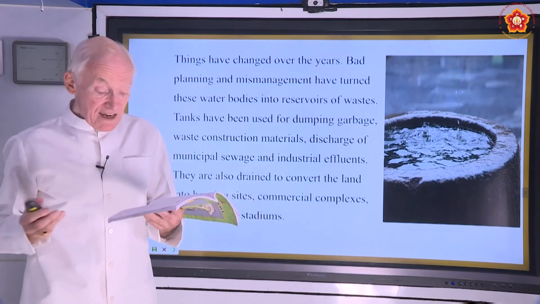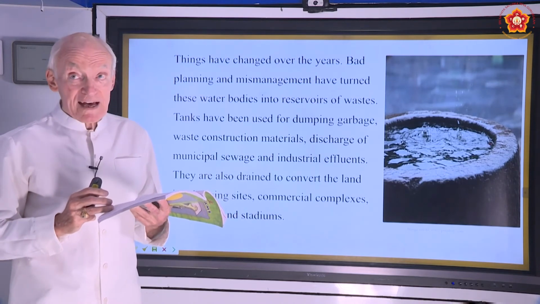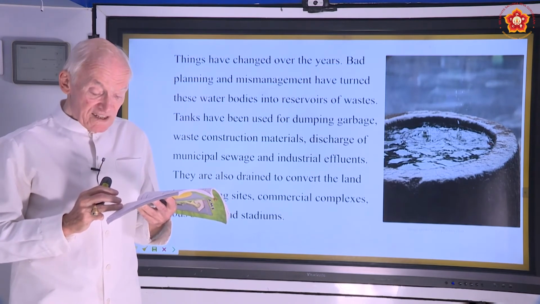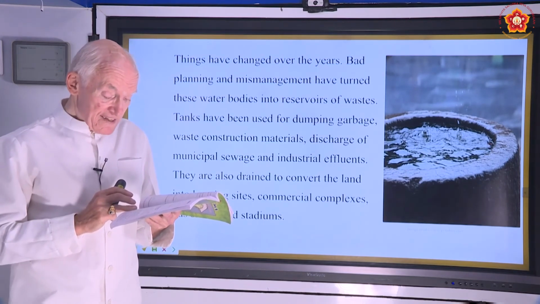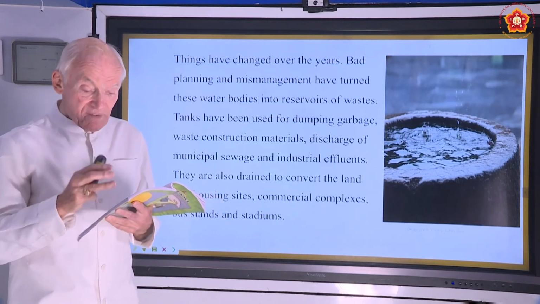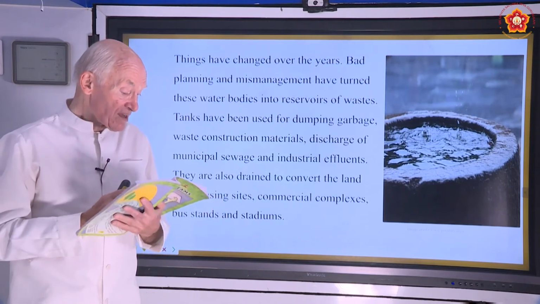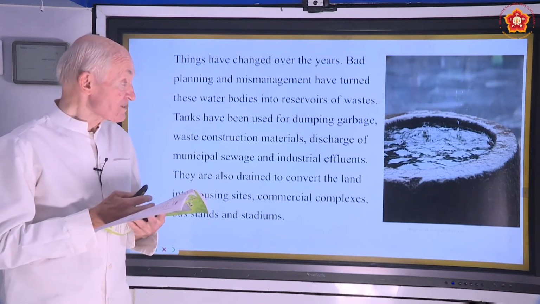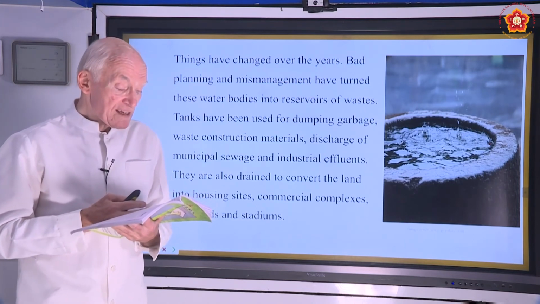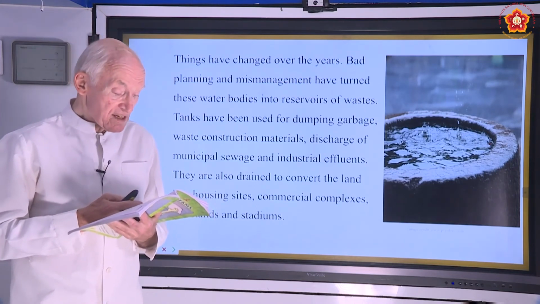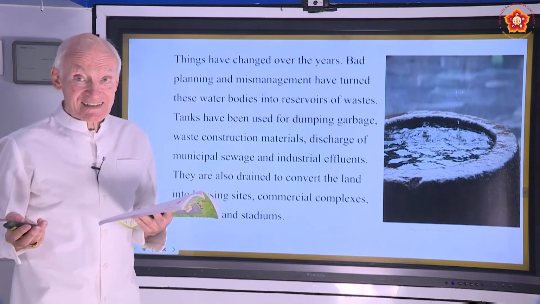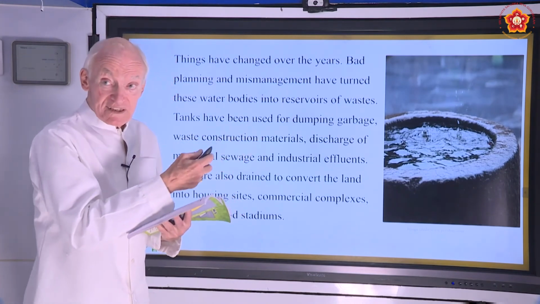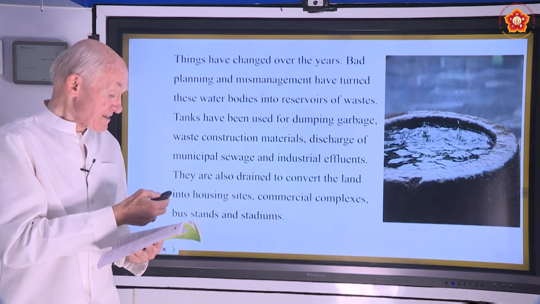But, life goes on. Things have changed over the years. Bad planning and mismanagement has turned these water bodies into reservoirs of waste. Tanks have become used for dumping garbage, waste construction materials, discharge of municipal sewage, and industrial effluents. They also were drained to convert lands into housing sites, commercial complexes, bus stands, and stadiums. You can see we have a tank here, and we want to keep it nice and clean. That's the object of having a tank.